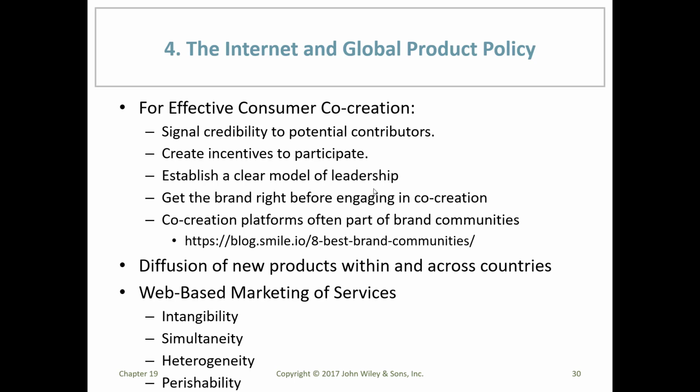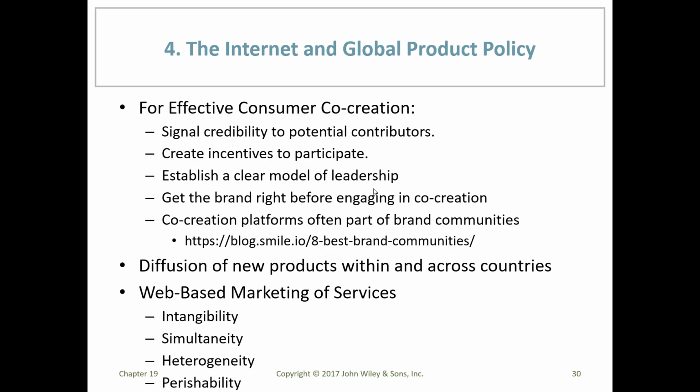a physical thing. We have simultaneity, as the book puts it, and the idea is the service is created as we consume it. So somebody is cutting my hair, they're creating the service, and I'm consuming the service. Somebody's lending me a hire car, they're creating the service as I am consuming it.